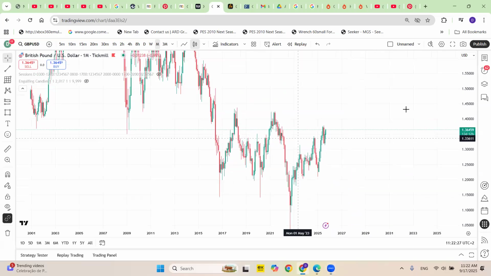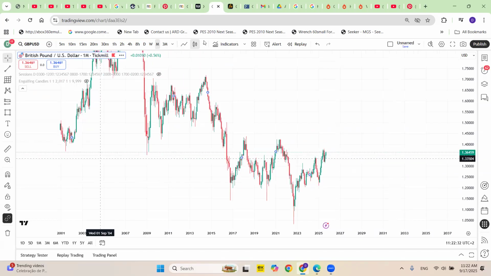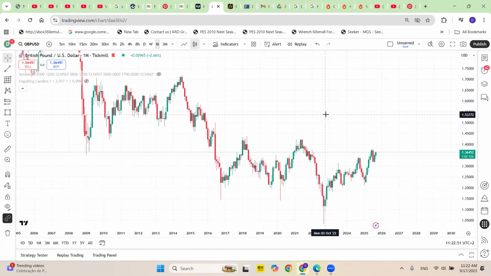As you can see, we start our analysis from the higher time frame. Our preference is the monthly time frame. The structure, I want you to zoom the chart. I can't see clearly.